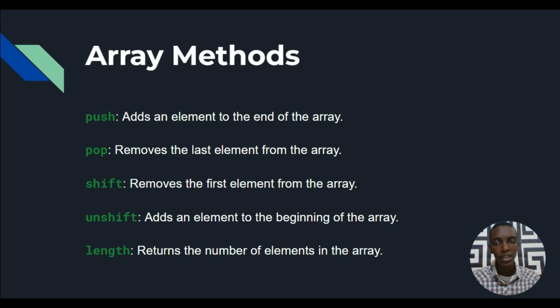When we talk about push, it adds an element to the end of the array. When we talk about pop, pop removes the last element from the array. Whereas shift removes the first element from the array, and unshift adds an element to the beginning of the array. And length returns the number of elements in an array.